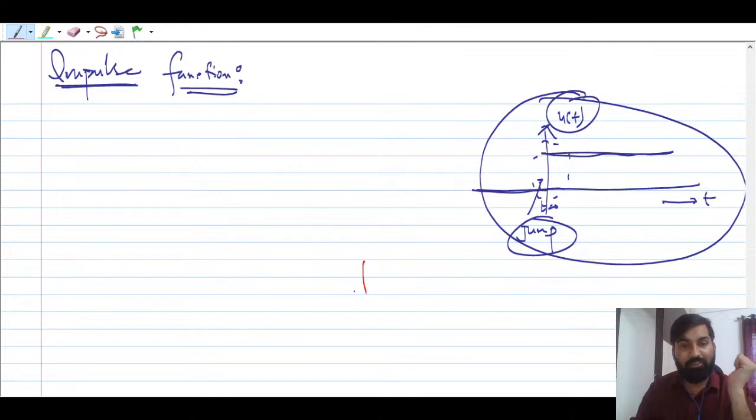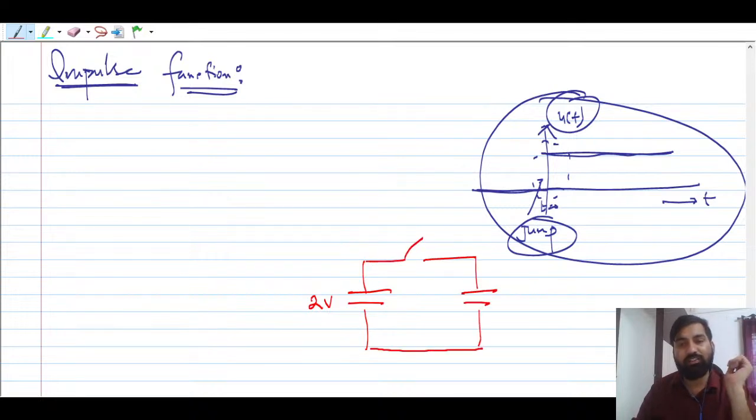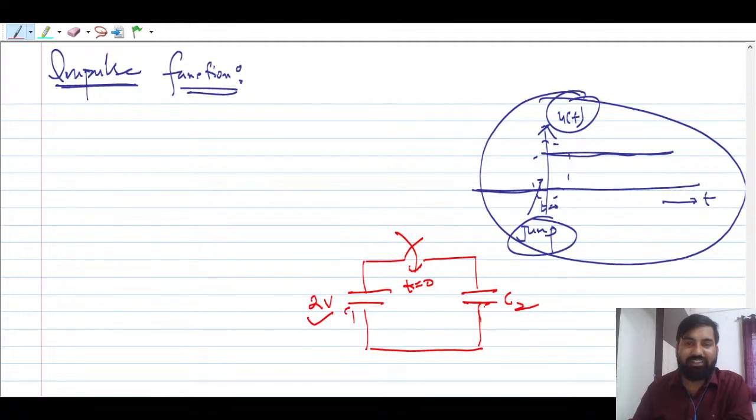Suppose you have one capacitor here, and this capacitor has charge up to 2 volts. And suppose there is a switch here and you connect one more capacitor here. Suppose you want to charge this capacitor immediately. This capacitor is already charged to 2 volts, and the moment you close the switch at t equal to 0, your second capacitor will start charging. Because the switch is closed, this capacitor has to charge, because in parallel the voltage is going to be the same.